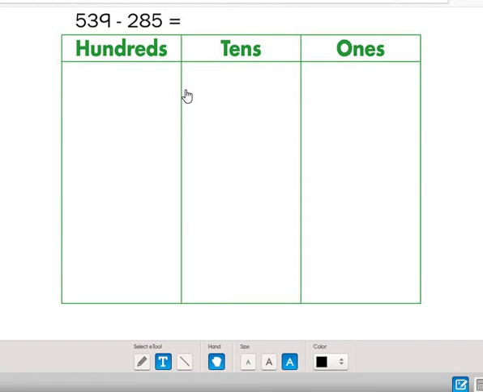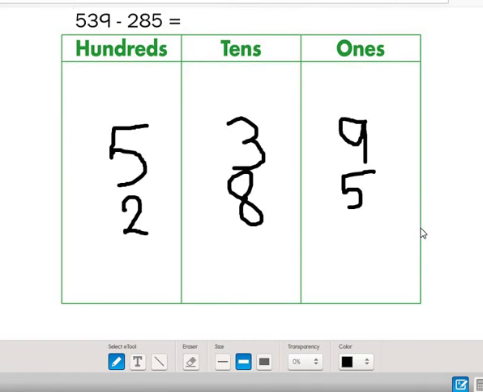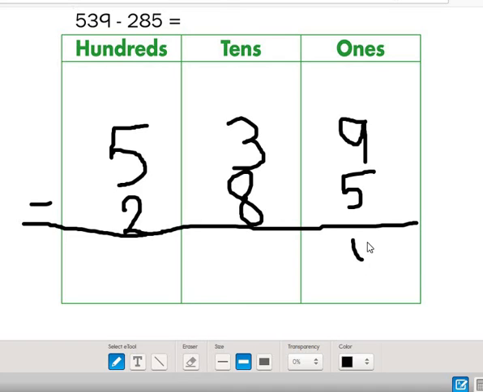Now let's solve another example using the work mat. If we have 539 minus 285, let's write the number: 539, 5 hundreds, 3 tens and 9 ones, and minus 285 equals what? Again, as usual, we will start subtracting with ones. So 9 minus 5 equals what? Do we have enough ones? Yes, of course. 9 is more than enough. So 9 minus 5 equals 4.